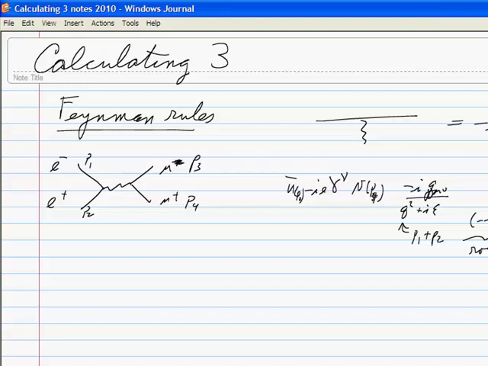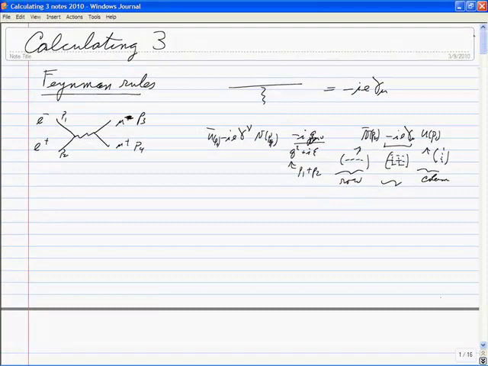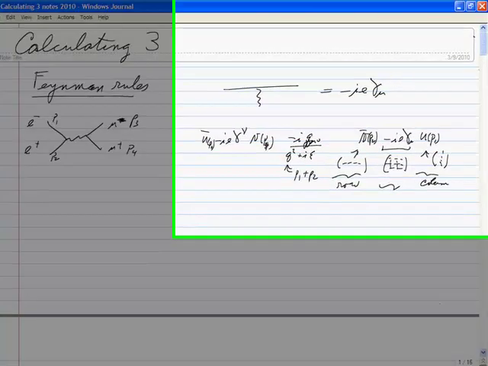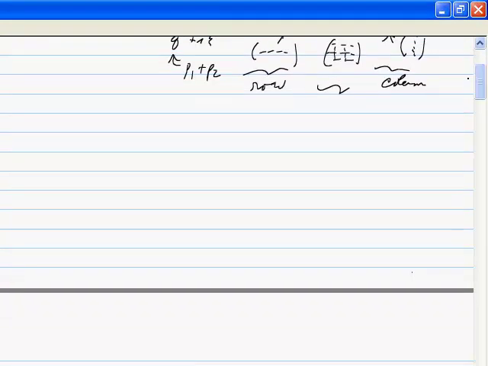So that's the rules. The one thing I saw several people do is put the u's and the v's in the wrong places here. So this is always multiplied out with matrix multiplication. Okay, so now let's get fancier.